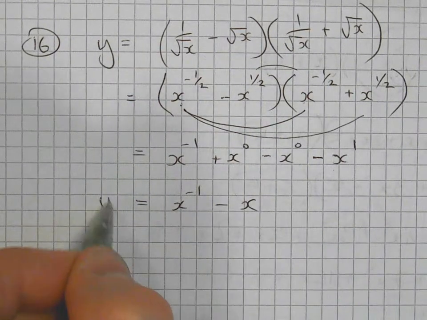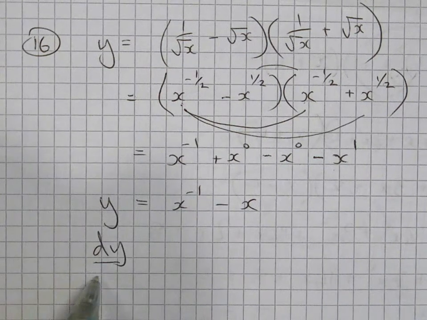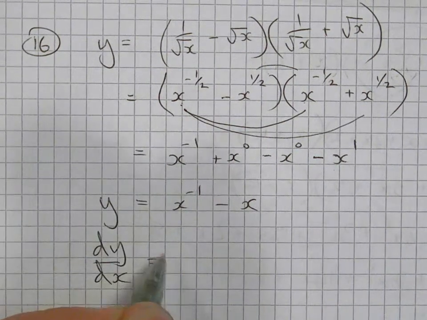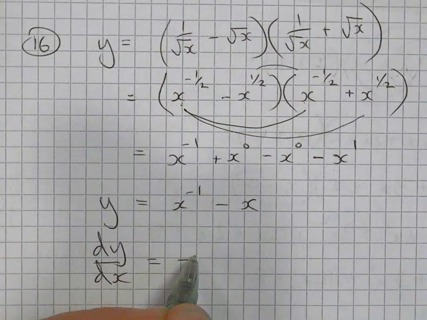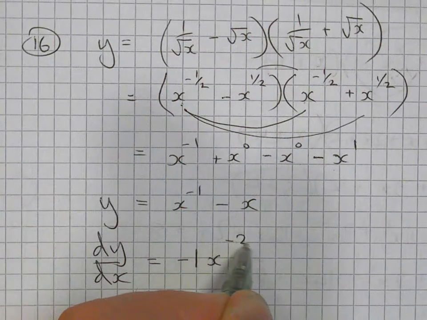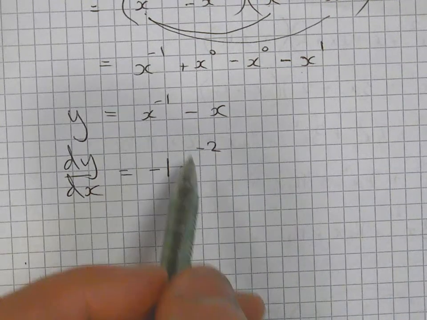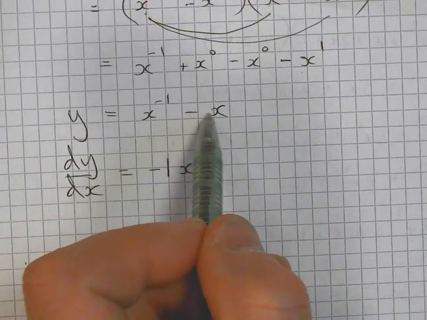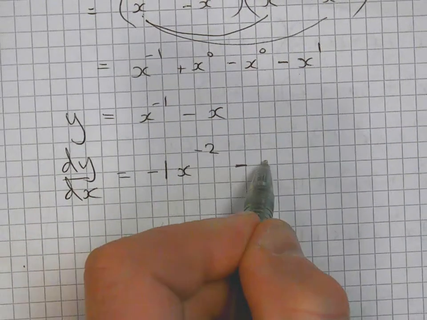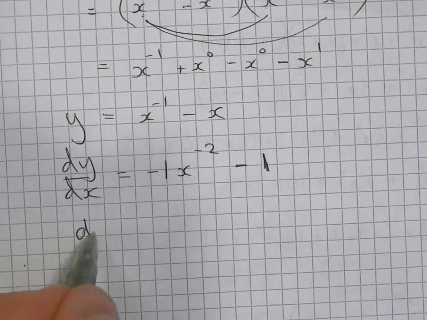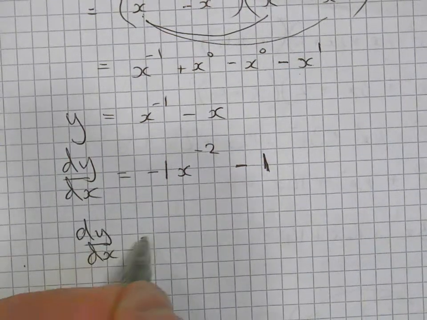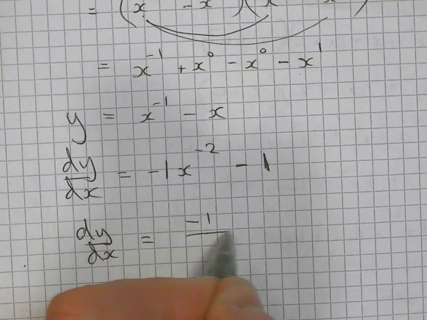And to differentiate that, you multiply by the power, take away 1 from the power, and here again, when you differentiate x, you just get 1, so it's going to be minus 1. And to tidy it up, you end up with minus 1 over x squared minus 1.